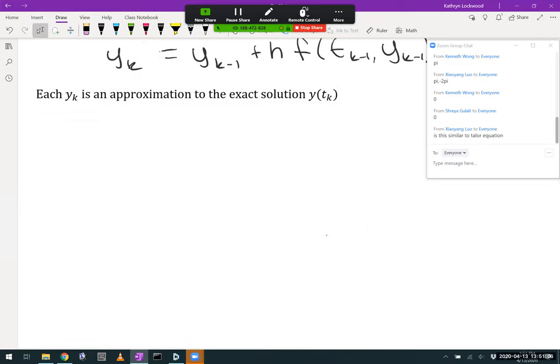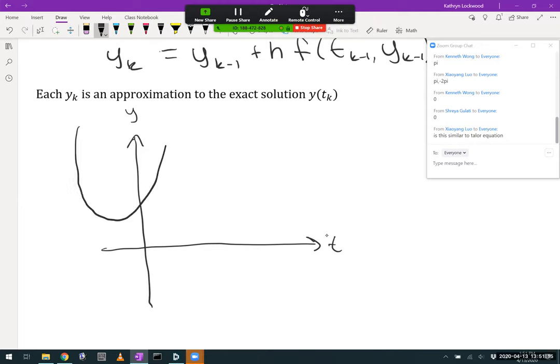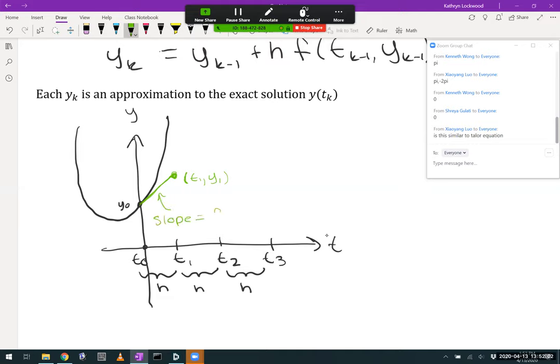All right, let me draw the picture one more time. First thing we do is break the time axis into pieces, which are all h apart, the time step. Then we start off with whatever your initial condition is, and approximate by the tangent line until we reach time t1. The endpoint here is t1, y1. And the slope of this line is equal to f of t naught, y naught, which we get by looking at the differential equation itself.